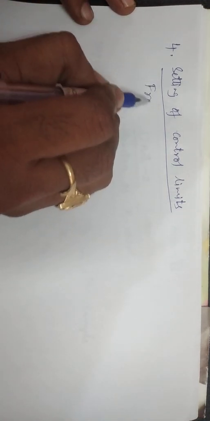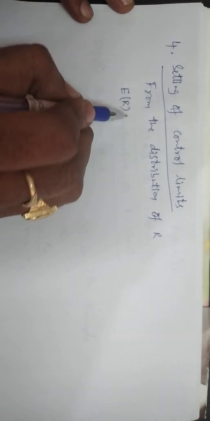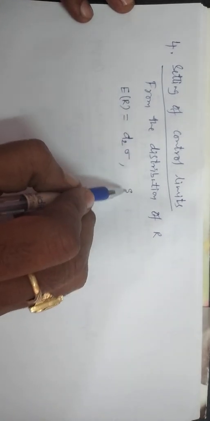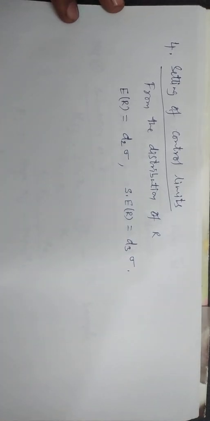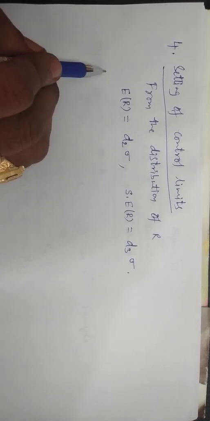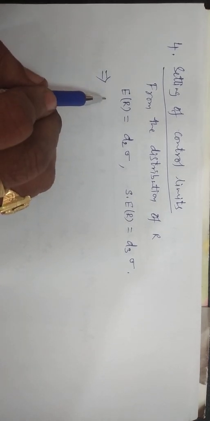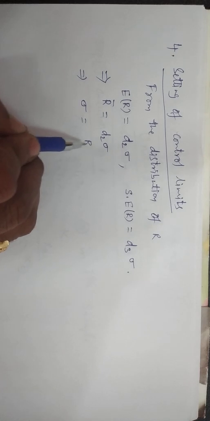Before starting the construction, that is the setting of control limits, I will tell you two particular values from the distribution of R. From the distribution of R, we know two values. Expectation of R is equal to d2 sigma, and the standard deviation, that is the standard error of R, is equal to d3 sigma. These are the two known values from the distribution of R. Therefore, from the first equation, I consider expectation of R is the mean of R, that is R bar is equal to d2 sigma, which implies sigma is R bar by d2.